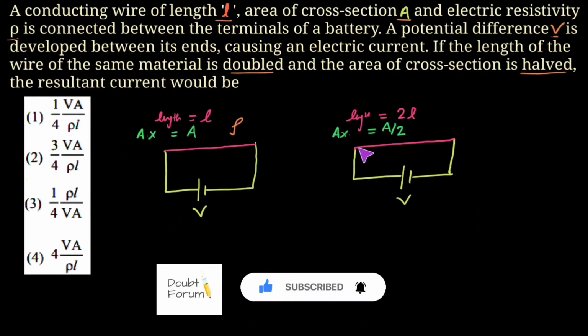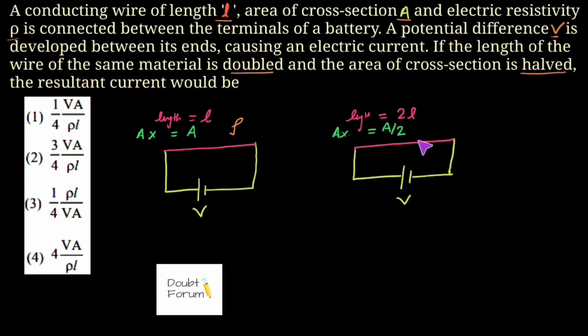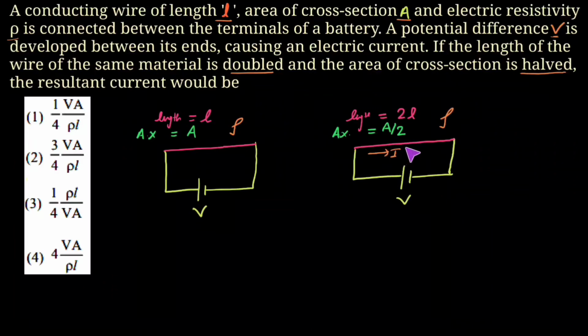The third thing is that because we have changed the dimension of the conducting wire, however the material used here is same, so the resistivity would remain ρ, it will not change because the resistivity depends only upon the material used. So when this is the scenario, we are asked to find the current flowing in the circuit. If we assume that a current I would flow in this circuit, the value of that current I would be given by Ohm's law, and Ohm's law says that the current flowing through a circuit would be equal to the voltage applied divided by the resistance of the circuit.